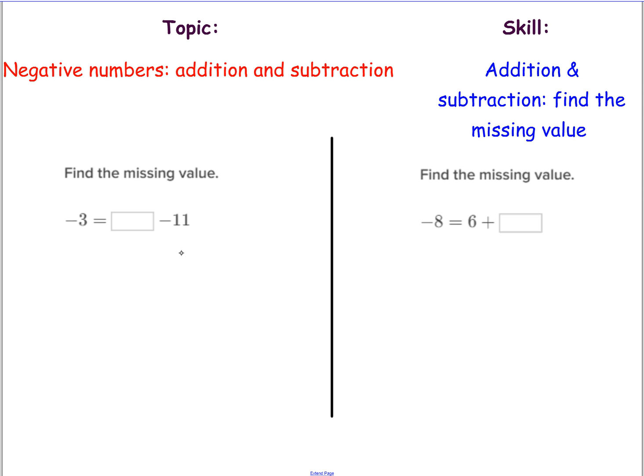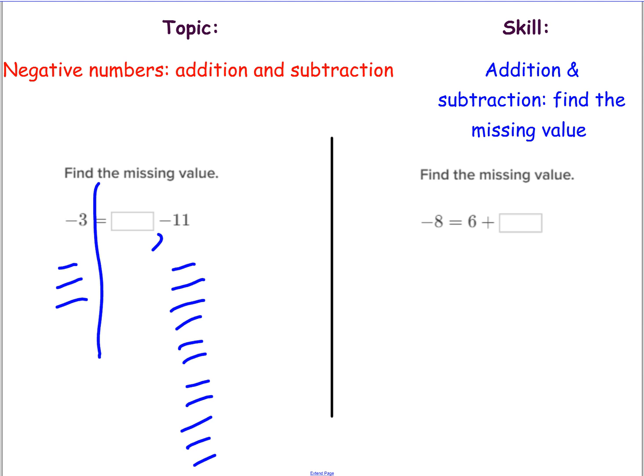-3 equals some number minus 11. Well, if you think about it, I'm going to do this the tile way. I have -3, and I have some number, and I have -1, 2, 3, 4, 5, 6, 7, 8, 9, 10, 11. Well, what can I add to this to end up with 3 negatives? Right? Well, if you look at it, what do I need to add here? I'm going to do this in green.